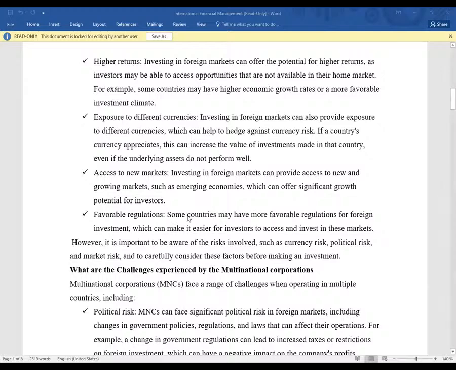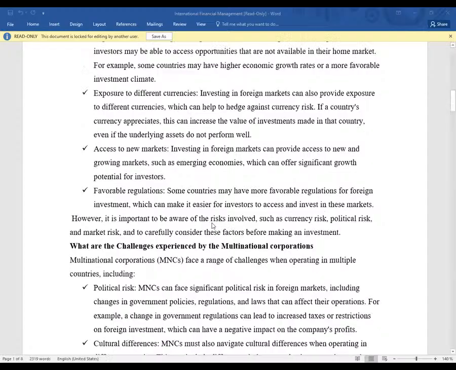So favorable regulations: some countries may have more favorable regulations for foreign investment, which can make it easier for investors to access and invest like that.